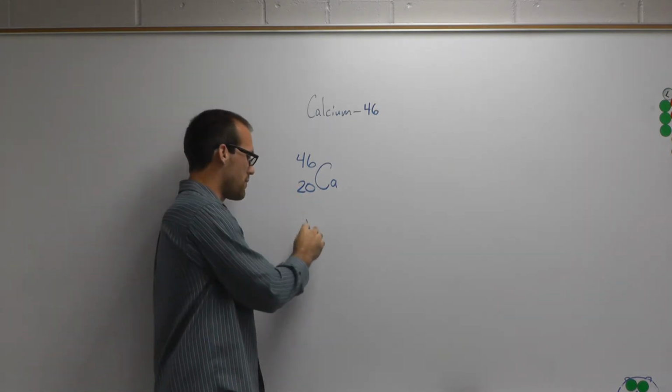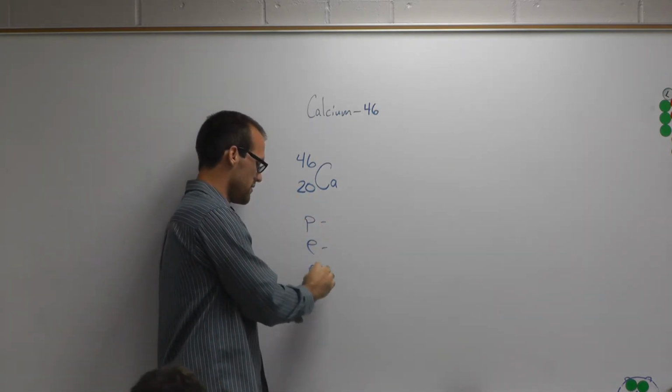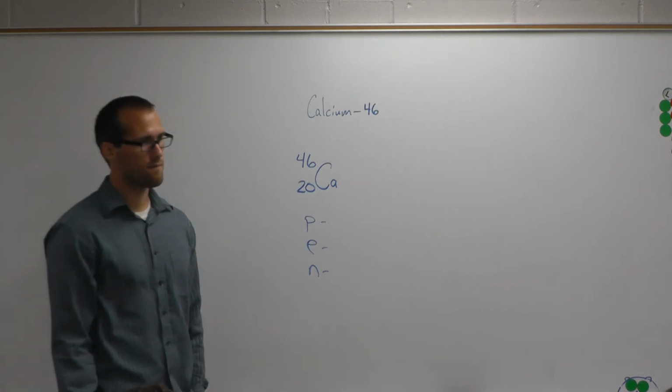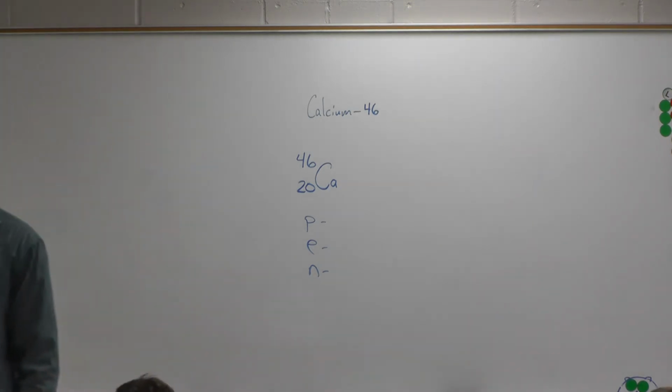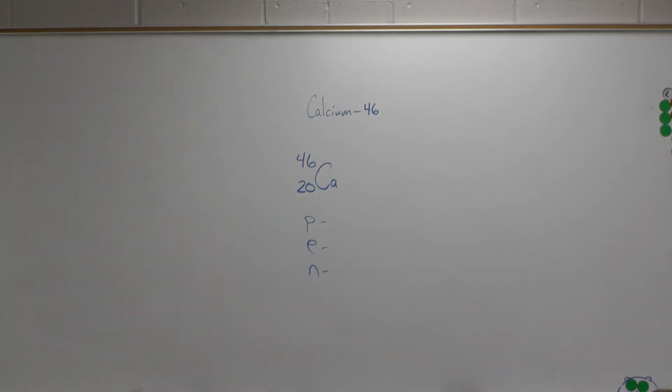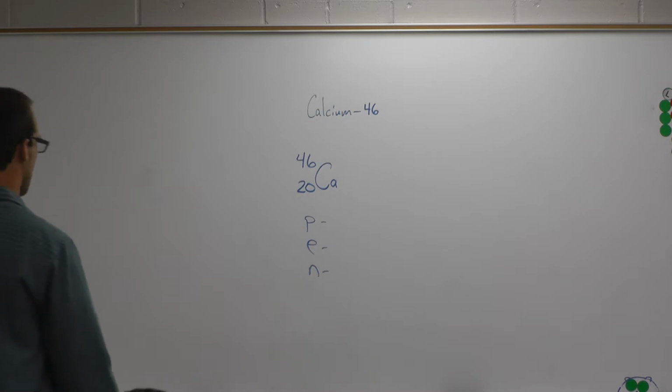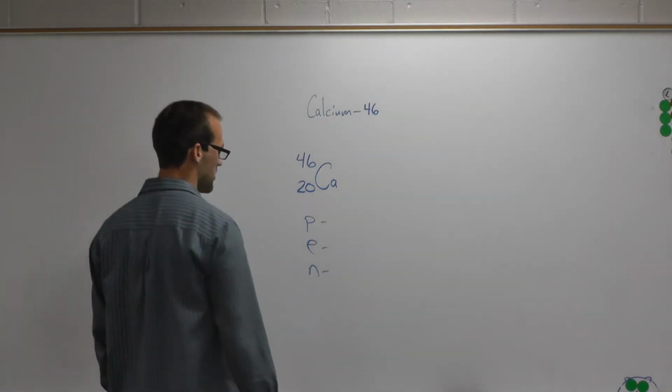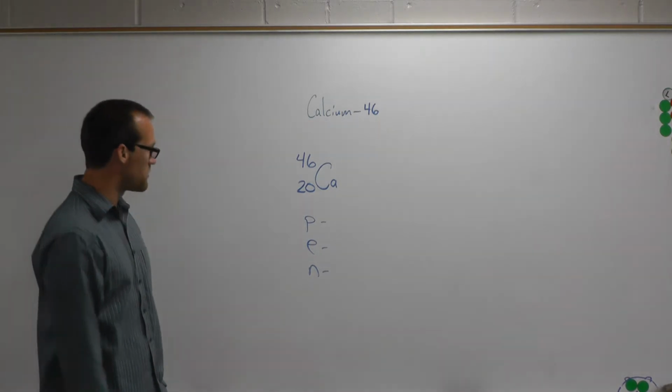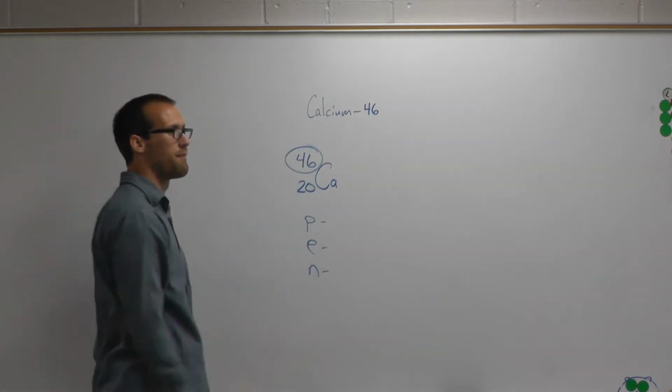Alright, protons, electrons, neutrons, tell me. 20, 20, 26. Alright, you guys are getting it. 20 protons, because that's the atomic number. 20 electrons, because it has to be a neutral atom. 26 neutrons, because you know the definition of the mass number.